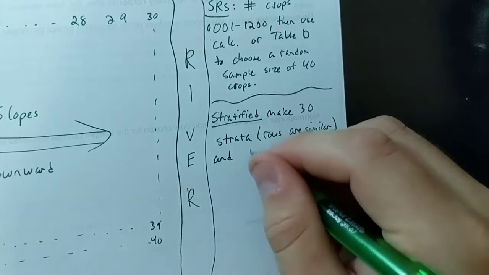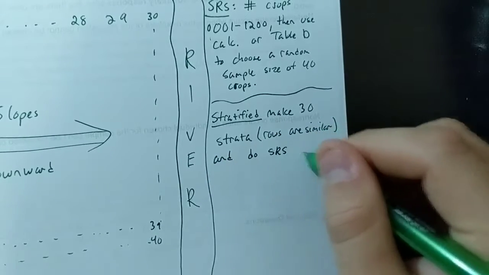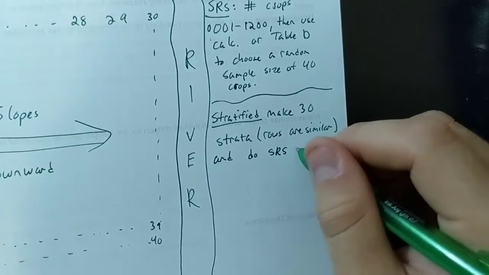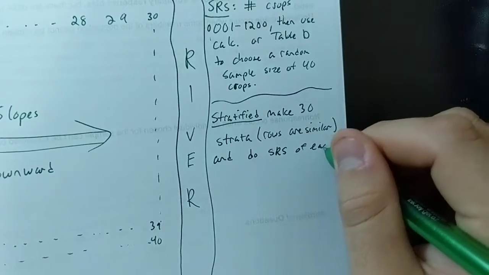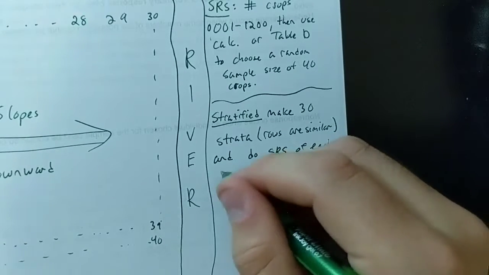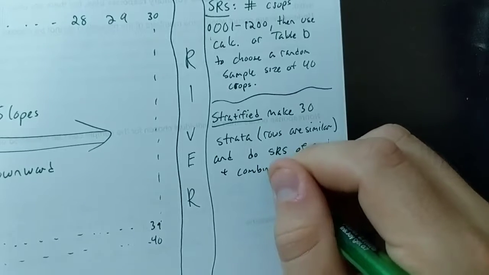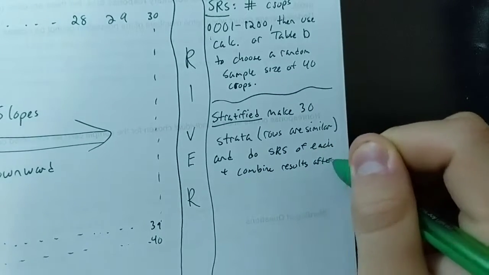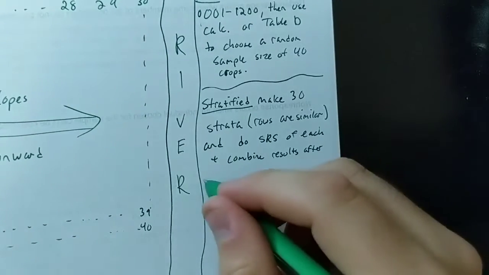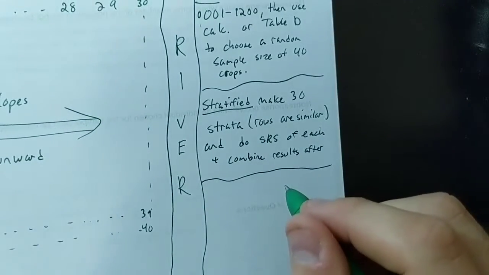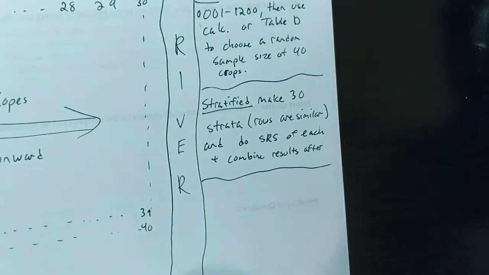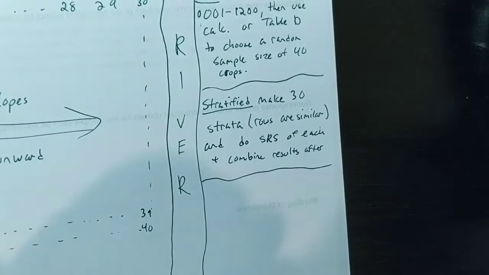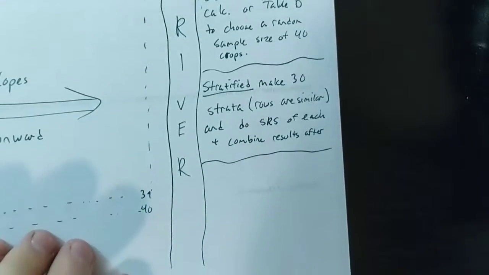And do a simplified random sample of each and combine results after. Now we didn't go into detail what the simplified random sample would be for this one, but it really could be anything. But you need to do a simplified random sample for each one of the same size. You combine them afterwards, and that is your stratified random sample.